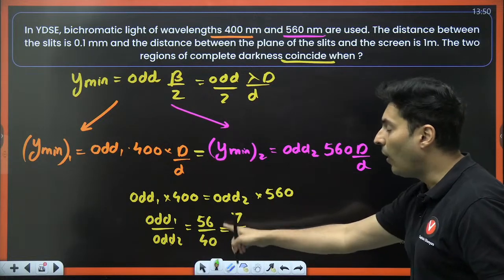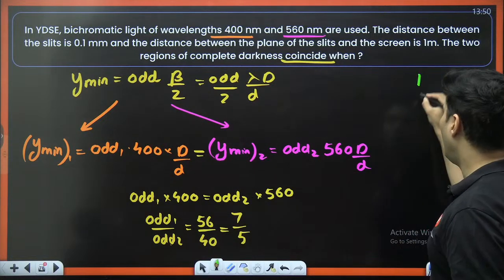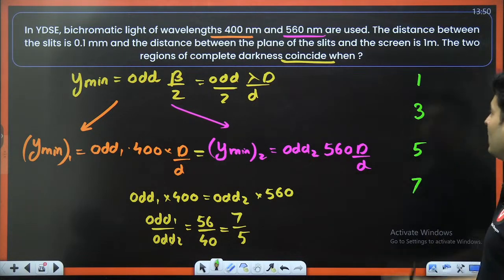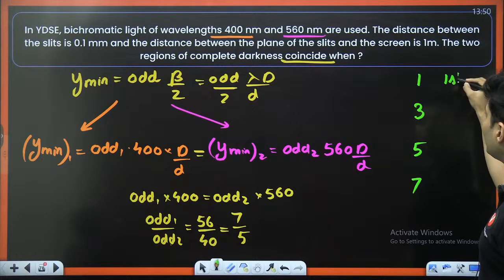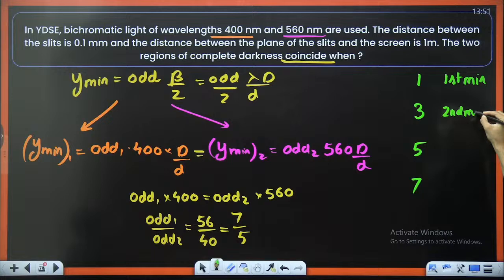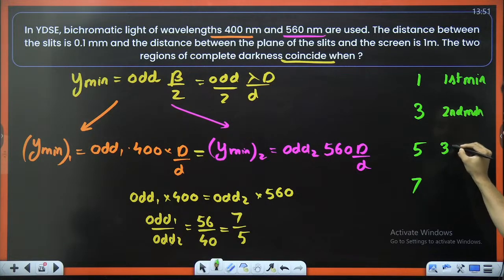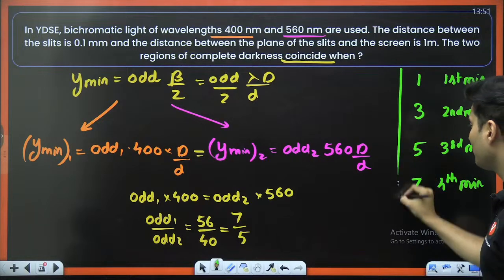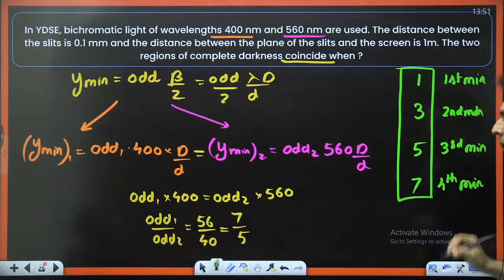Because when I say odd number is 7, 1, 3, 5, 7. This 1 is actually the first minima. This 3 is actually the second minima. This 5 is actually the third minima. And 7 is actually the fourth minima. These are your odd numbers, and this is the actual minima number.